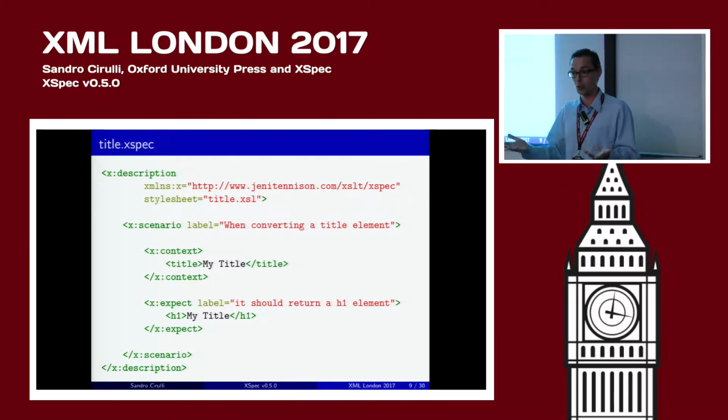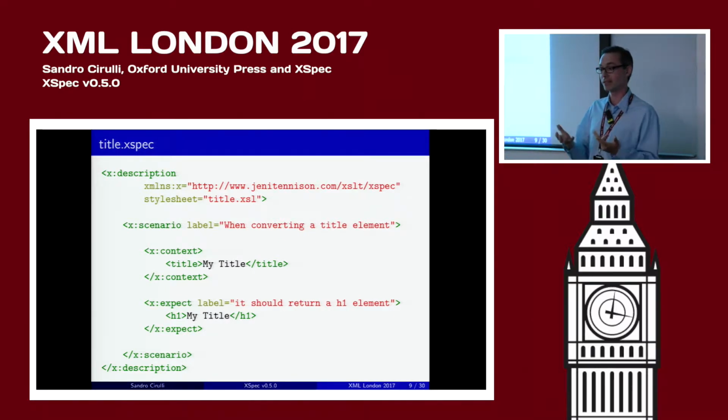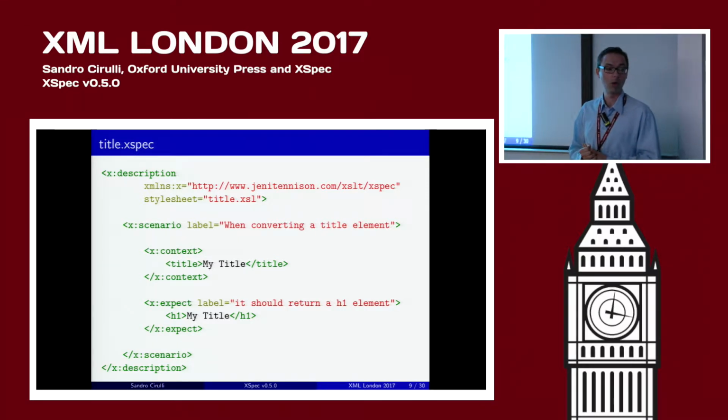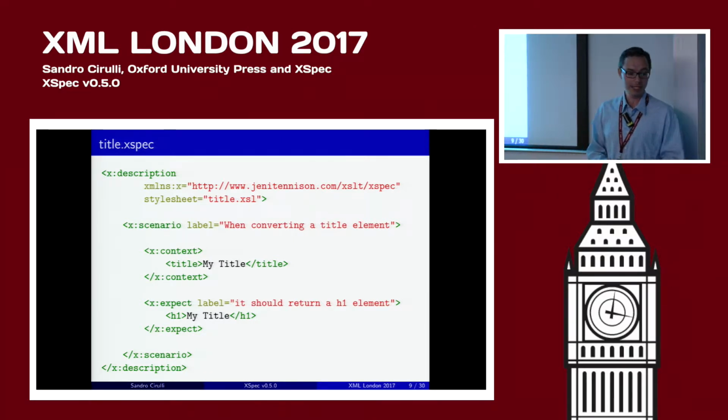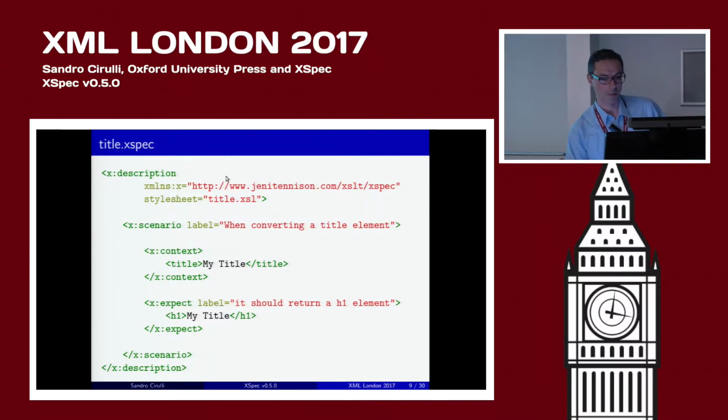So before even writing the code, the XSLT, let's write the test that will comply with the specification. So here is a very simple example of converting a title element into an H1 element, very trivial. So you will see in the style sheet attribute up here, this is where you link your XSpec test with your XSLT. Then you have a scenario with a label, with a human readable description of the test.